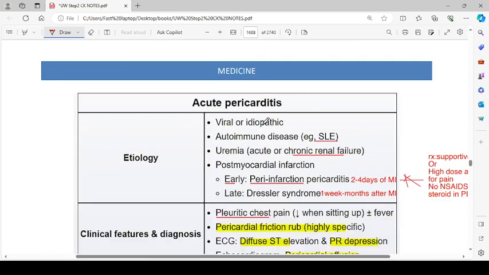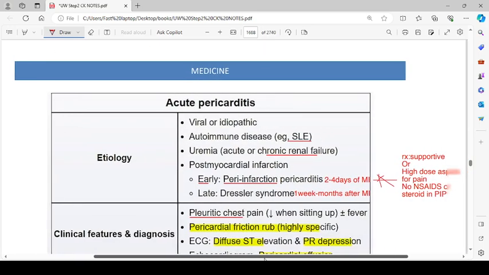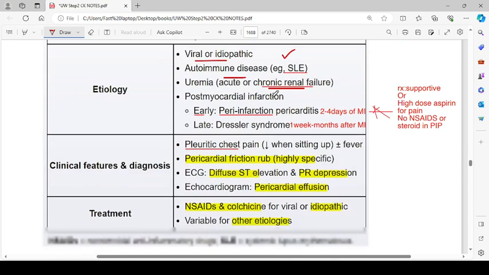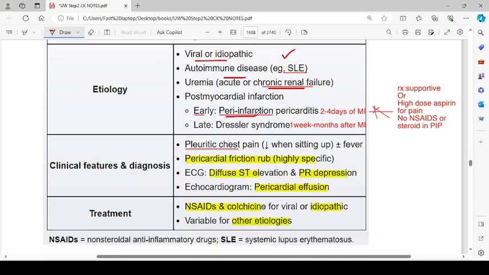Okay, so this is a table about acute pericarditis. The etiology is viral or idiopathic, autoimmune like SLE, uremia from acute or chronic renal failure, and post myocardial infarction. Early peri-infarction pericarditis occurs 2 to 4 days after MI, and the late form is Dressler syndrome, 1 week to months after MI. So you have to differentiate between these two.